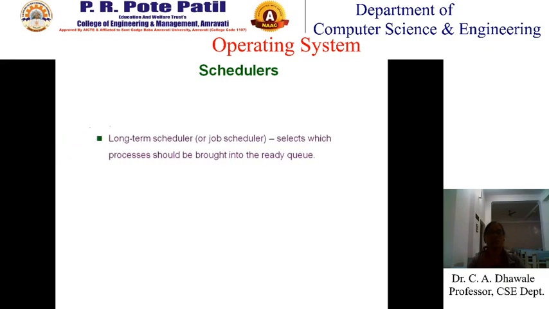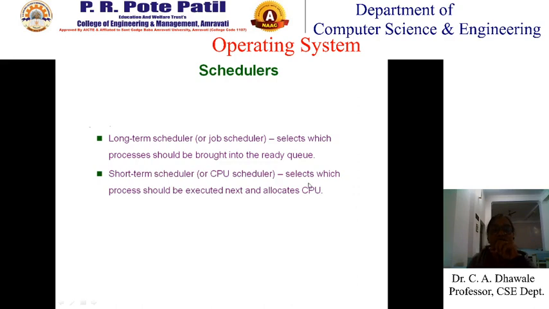Then what types of schedulers are there? First one, we call it a long-term scheduler. Now what is meant by the long-term scheduler? The long-term scheduler selects which process should be brought into the ready queue. This type of scheduler selects the process from the hard disk, that is secondary memory, and those processes which are ready for execution will be loaded in a ready queue.